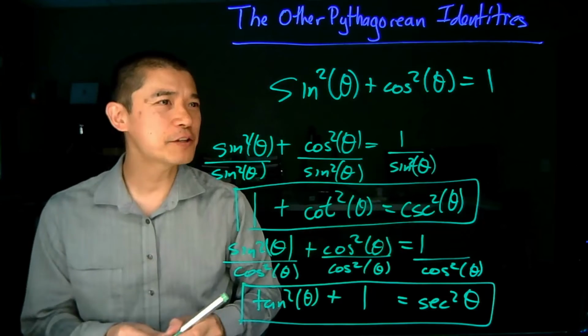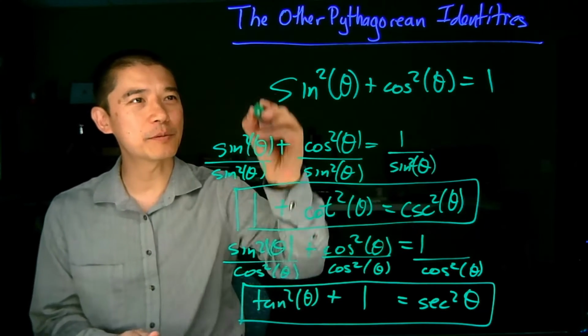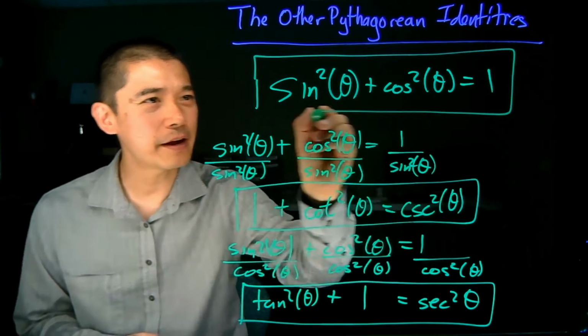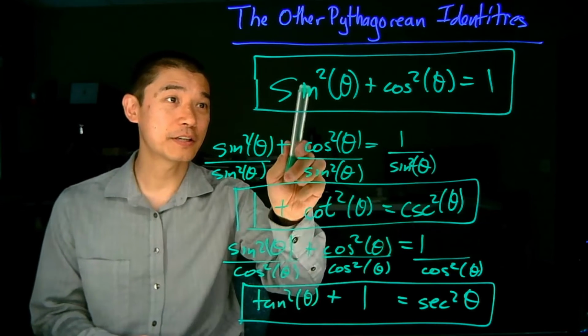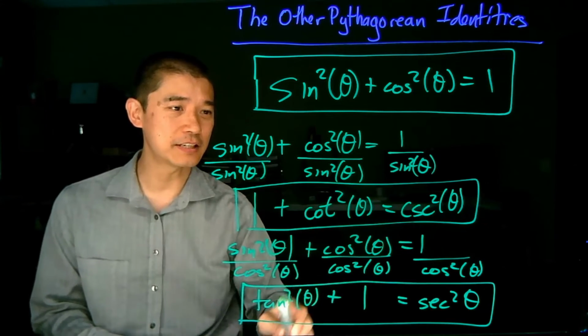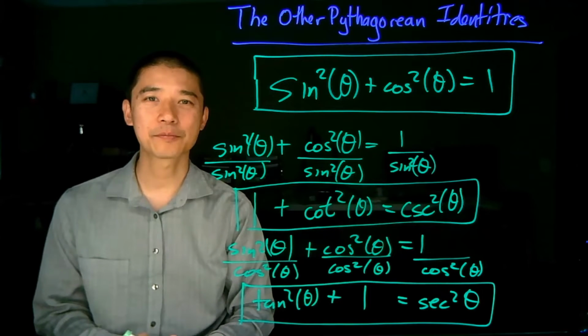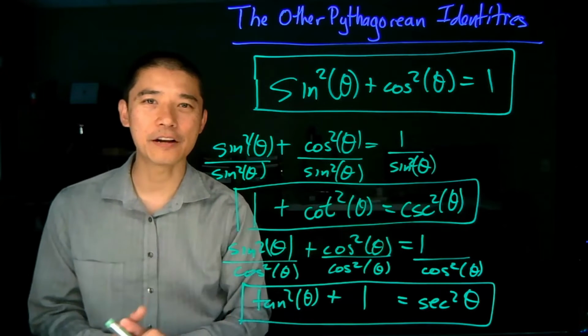Now, one of the nice features of this is that we now have relationships by pairs for all 6 trig functions: sine and cosine, tangent and secant, cotangent and cosecant. And so these are the 3 versions of the Pythagorean identity.